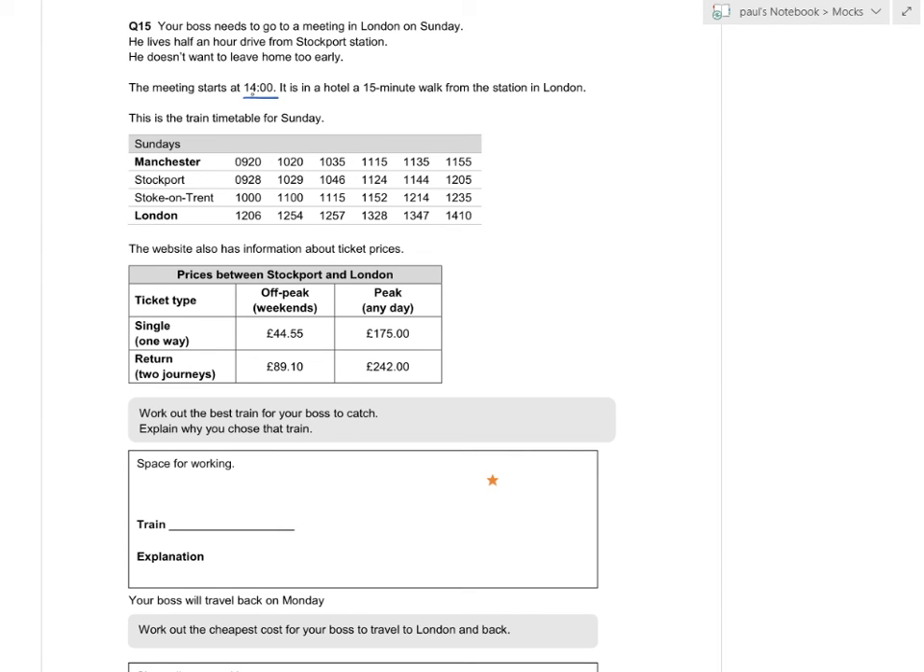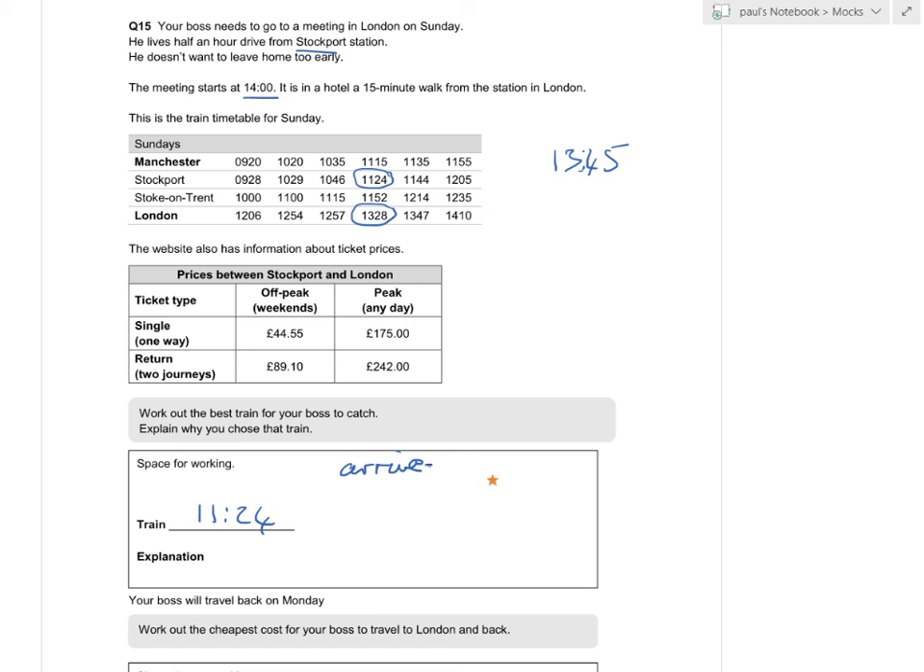So he's got to be there at 1400. Take away 15 minutes. So 13:45 he's got to arrive in London. 13:45, that's too late. So this one. So it's going to arrive at 13:28. So where's he coming from? Stockport. So he's going to catch the 11:24. So the 11:24. Yeah.